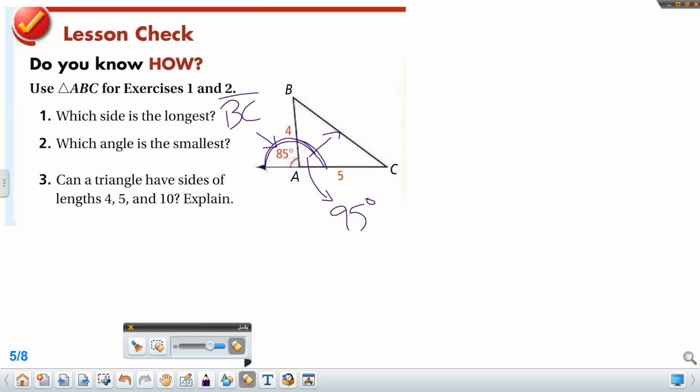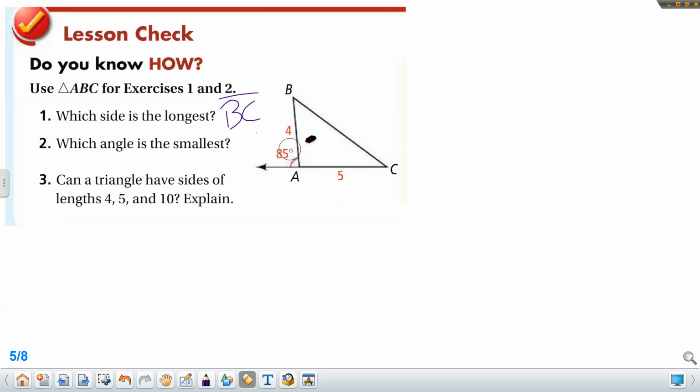Number two, what is the smallest angle? Which angle is the smallest? Okay. Here, you know, BC is the biggest side, so I don't need that. But I have the other sides, 4 and 5. Which of them is smallest? It is 4. So the side of length 4 is opposite to the smallest angle. So the answer is angle C. Okay, this is number 2.